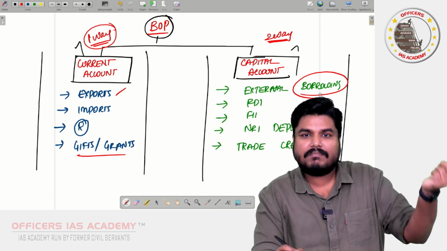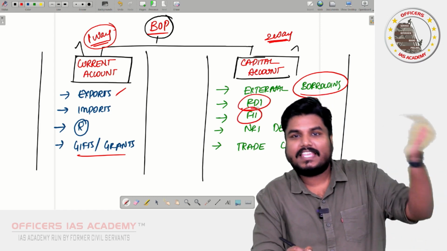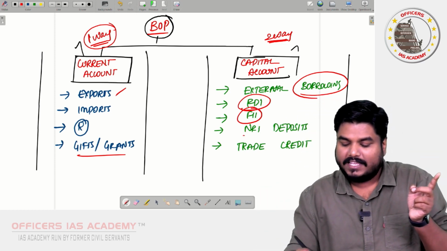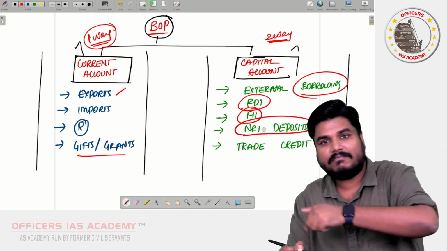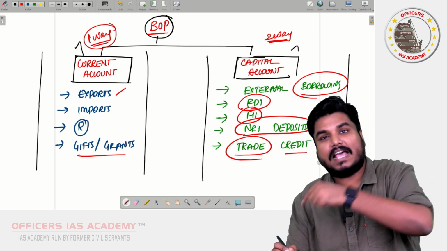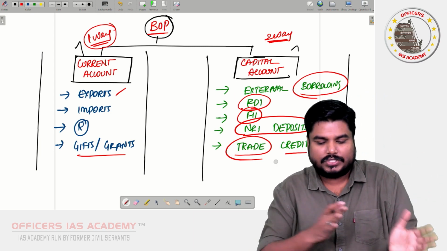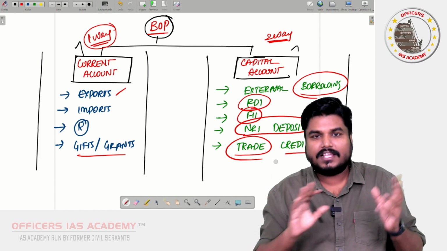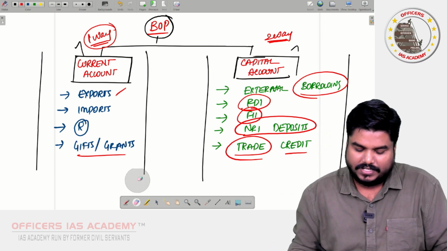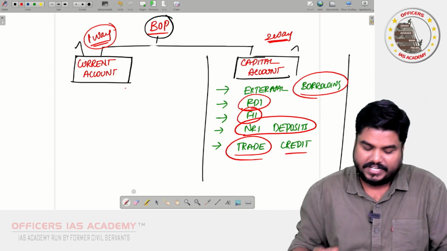I borrow, I have to repay. FDI, FII. I invest, that can be disinvested. The investment can be taken back. NRI deposits. NRIs deposit money, they will withdraw that money. Money borrowed for trade purposes has to be repaid. So all the two-way transactions will come under capital account. In these two headings, we will be noting down the transactions.